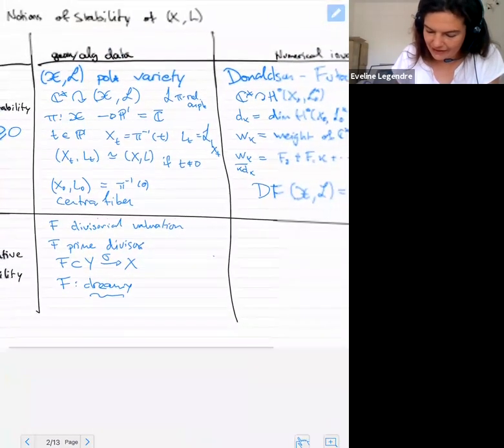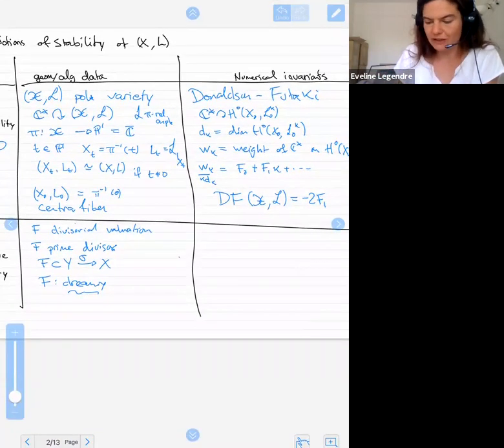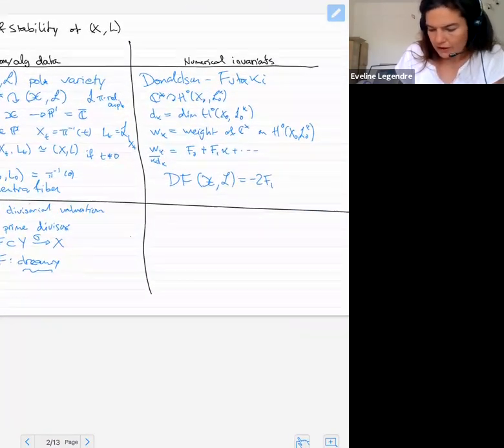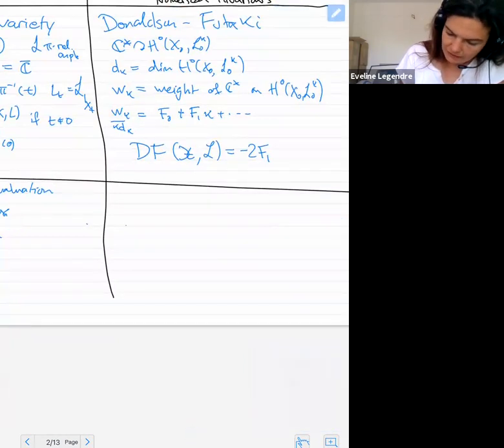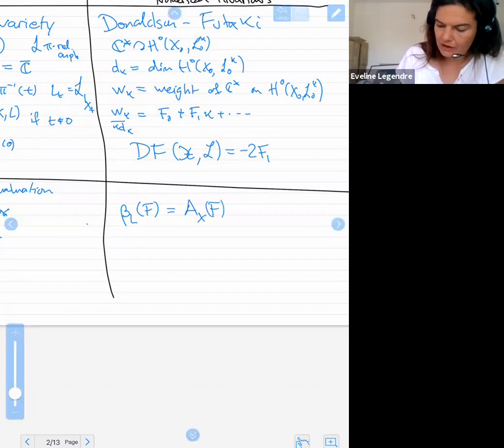And with this dreaminess condition, we will be able, as you will see, to construct the test configuration. The correspondence will come from that. And with that, we have a numerical invariant. The numerical invariant depends on L, but I will probably forget the L and the notation very soon. It is given by the log discrepancy of F on X times the volume of L plus another term, which is N.